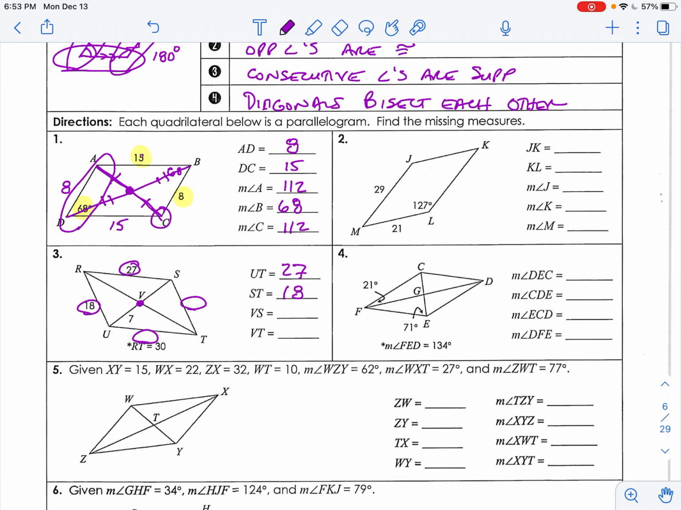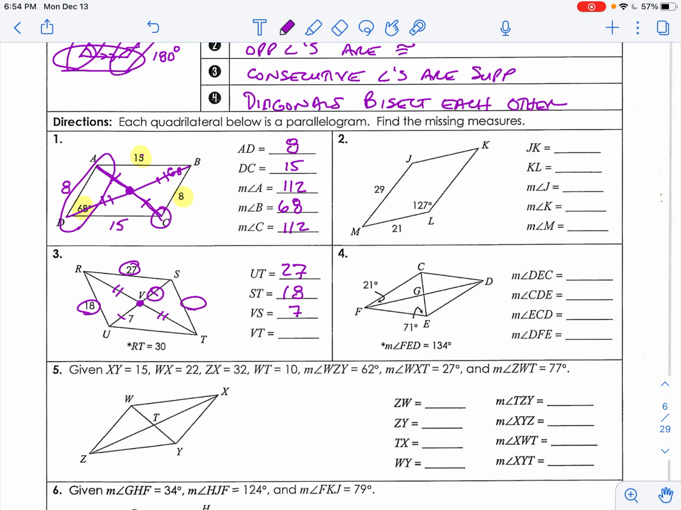So what would VS be? If this is 7, this would be 7 up here. Okay, and what would VT be? Okay, VT going this way. Oh, let me highlight this here quick. I couldn't see it to start. Let me get rid of this thing so we can see it.